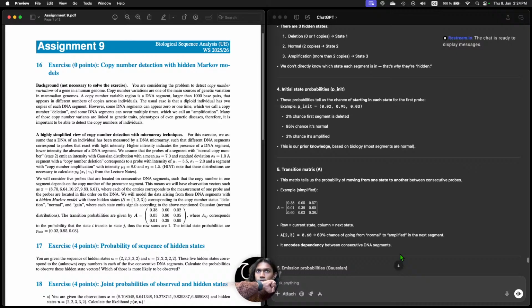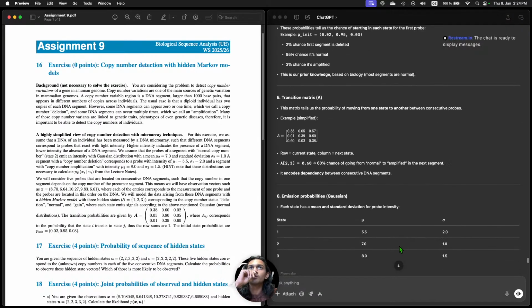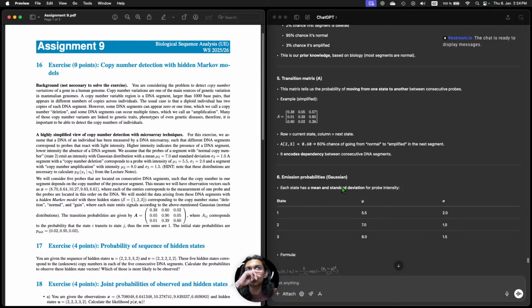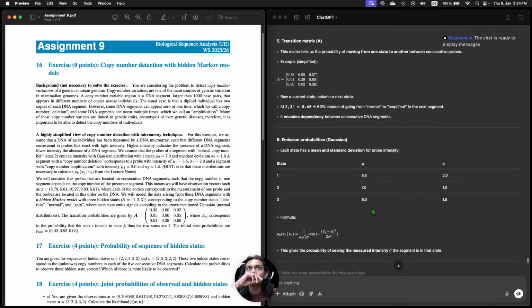Hey, I'm out of time, 10 minutes. Emission probabilities. Each state has a mean and standard deviation for probe intensities. Formula: this gives the probability of seeing the measured intensity if the segment is in that state.